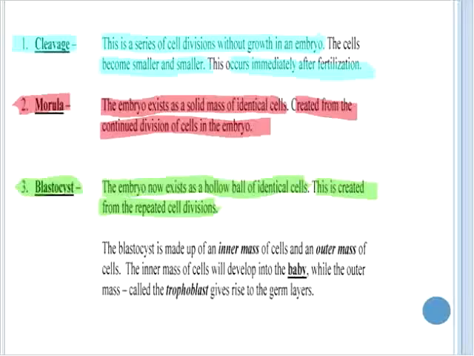The blastocyst is comprised of an inner cell mass and an outer cell mass. The inner cell mass will develop into the baby, whereas the other cell mass, which is the trophoblast, gives rise to the germ layers.